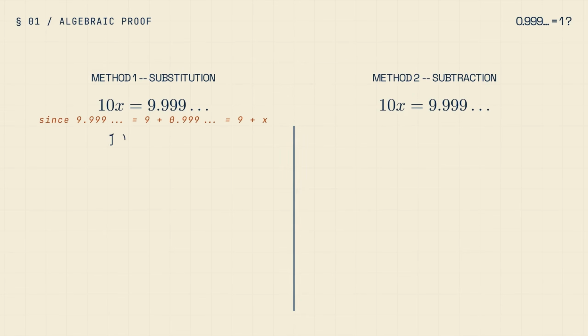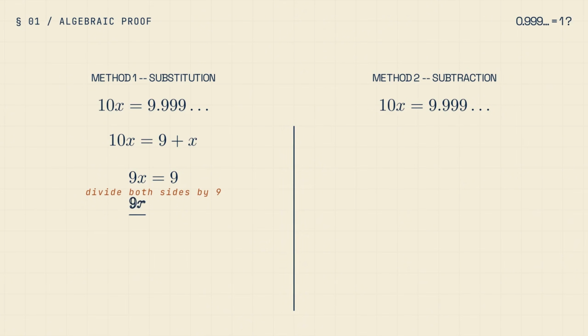10x is equal to 9 plus x. x is just 0.9 recurring. And we could just remove x from both sides, subtracting x on both sides, which will give us 9x is equal to 9. Divide both sides by 9, and there it is. x is equal to 1.